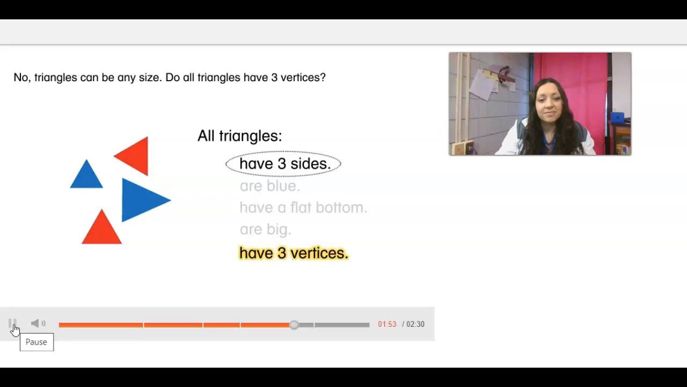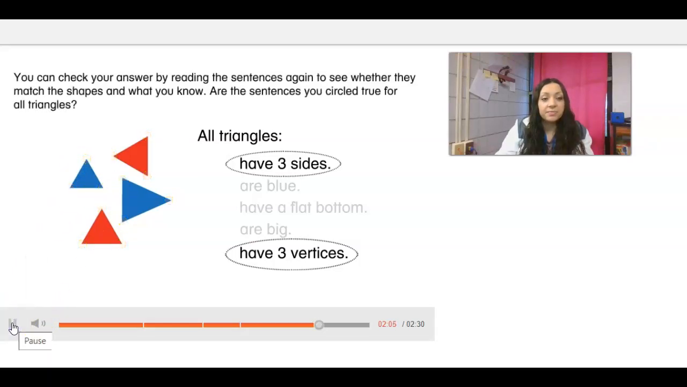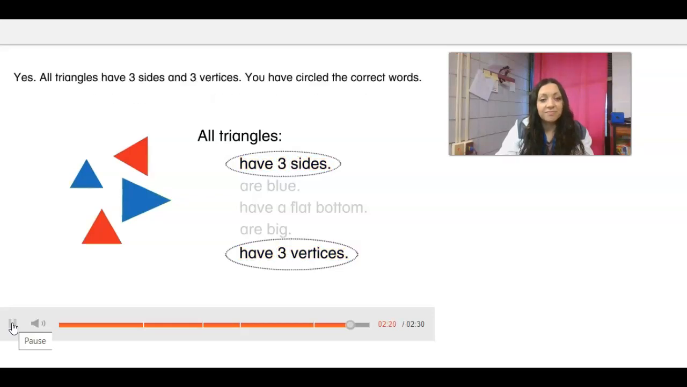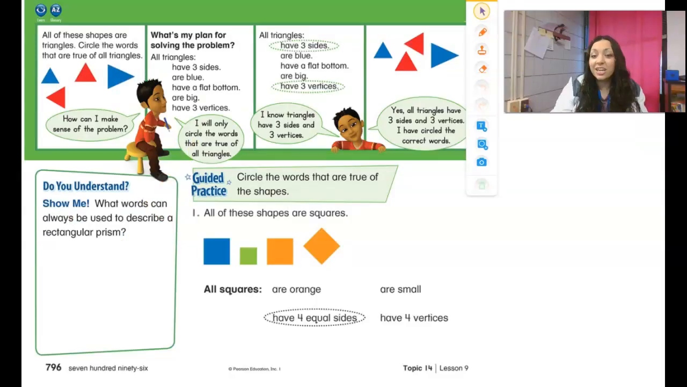Do all triangles have 3 vertices? Yes, all triangles have 3 vertices. How can you check your answer? We can look and look. Look at the pictures, 1, 2, 3, and check each one of them. You can check your answer by reading the sentences again to see whether they match the shapes and what you know. Are the sentences you circled true for all triangles? Yes, all triangles have 3 sides and 3 vertices. You have circled the correct words. Great job.